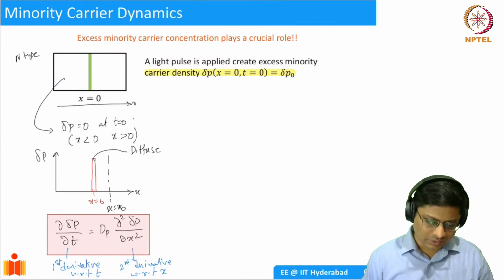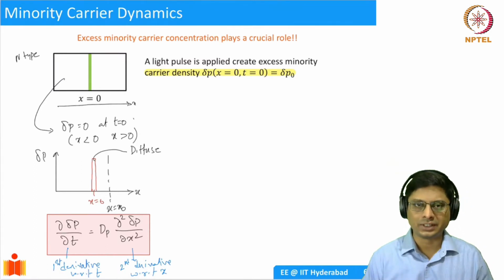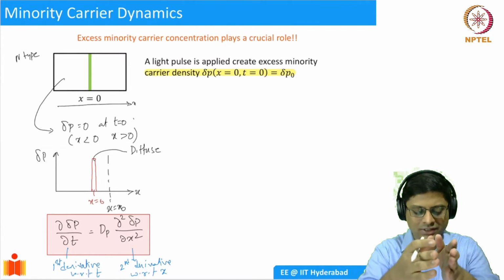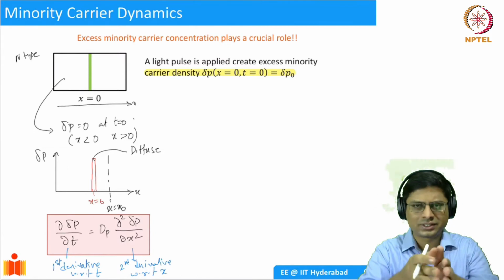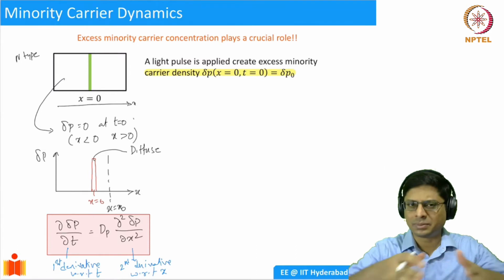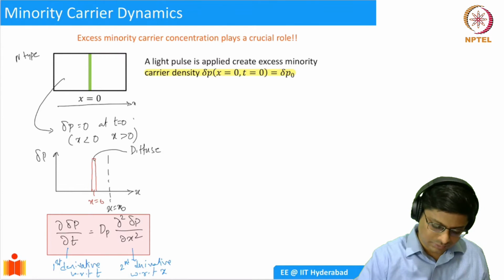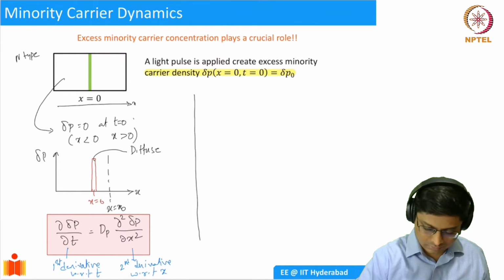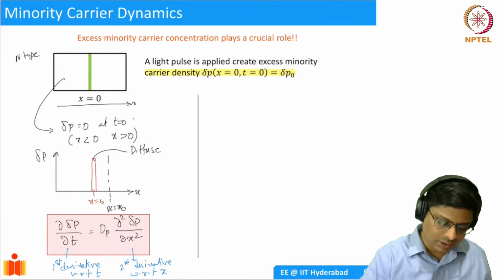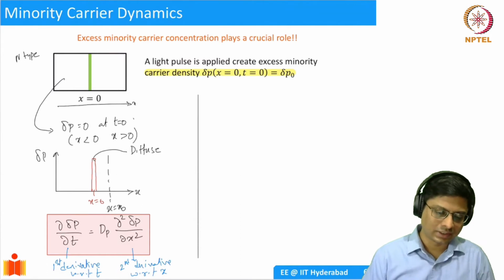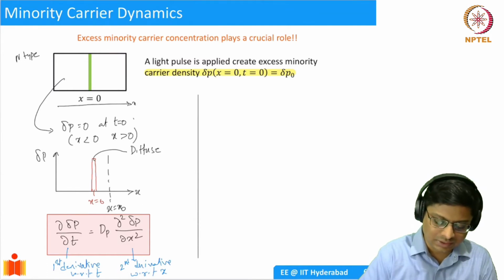All right. So this is your diffusion process that's happening. If you just create these excess minority carriers, they'll simply diffuse. In addition, we've also been talking about the recombination process. Let's say, what happens to recombination?